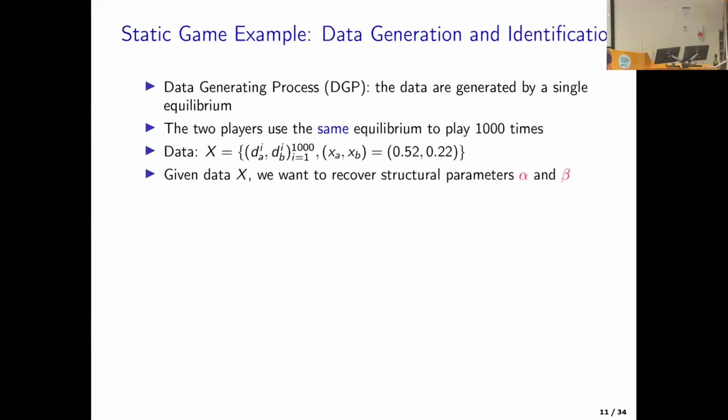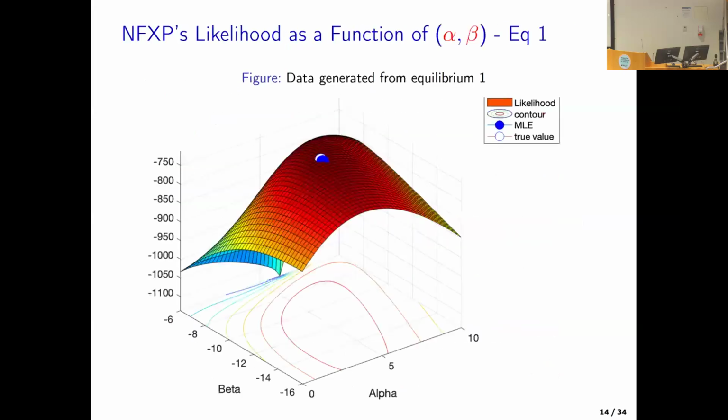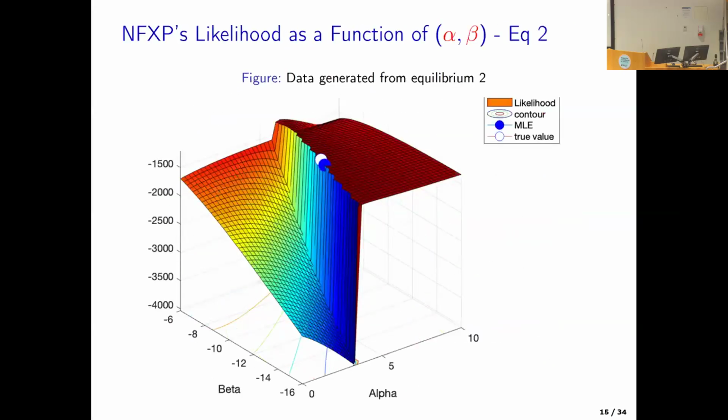It's hard because, look at this. Now this is generated from equilibrium number 2. This is an unstable equilibrium, so maybe it's just a little bit hard to find. So what's going on? I'm changing parameters just a little bit, and you get this huge drop in the likelihood. It's not even continuous.